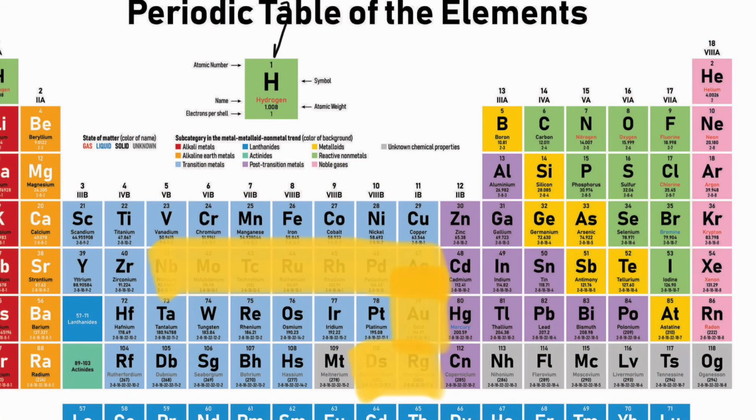In addition to chromium and copper, there are 10 other elements that are different from the expected configuration model. They are niobium, molybdenum, ruthenium, rhodium, palladium, silver, platinum, gold, darmstadtium, and rubidium.